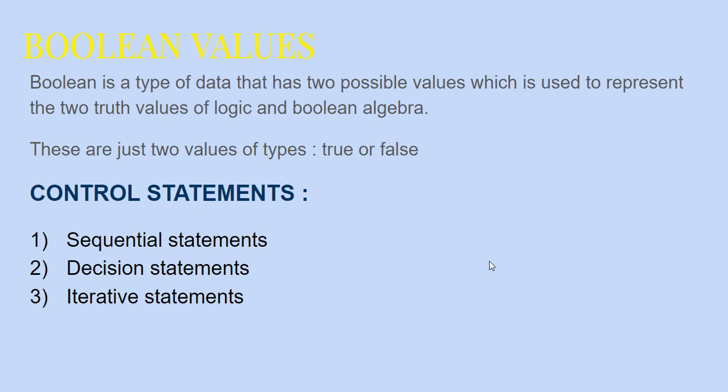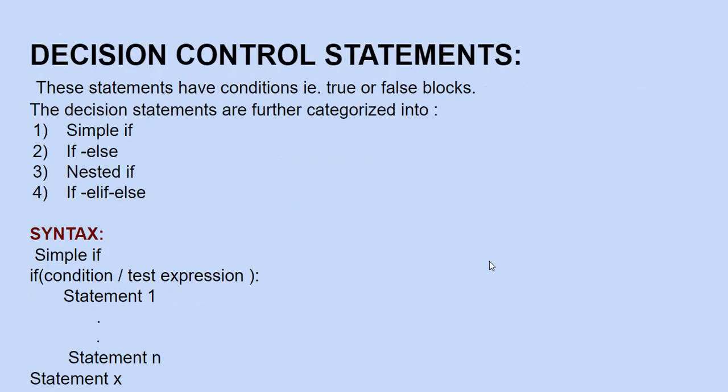Then second is the decision. Decision is something which is going to have some condition, and if our instruction or any input satisfies the condition, then it will be in the form of either a true block or a false block. Third we have the iterative statements. These iterative statements are going to have some loops, that is, it is going to execute a set of statements until the condition becomes true or false. Now let us go further.